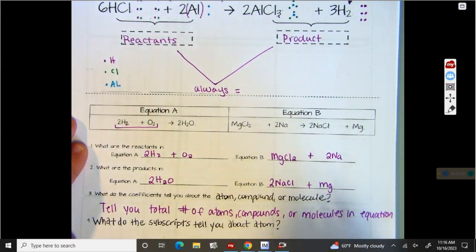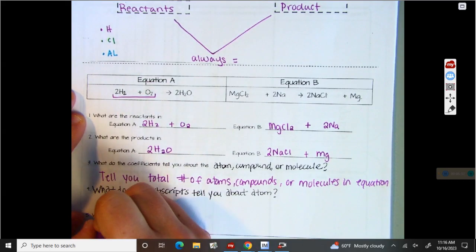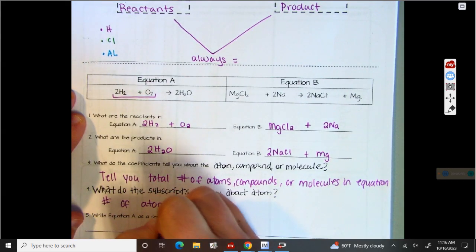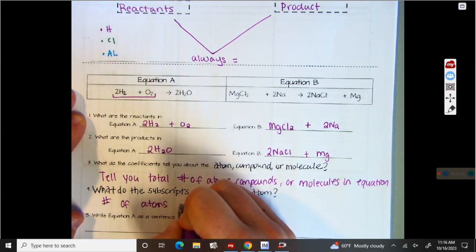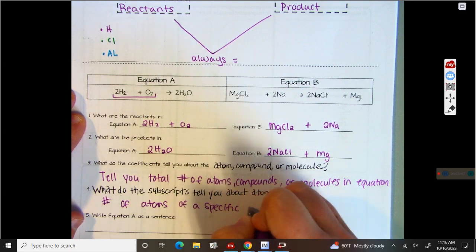Okay? The subscripts tell you the number of atoms of a specific element.